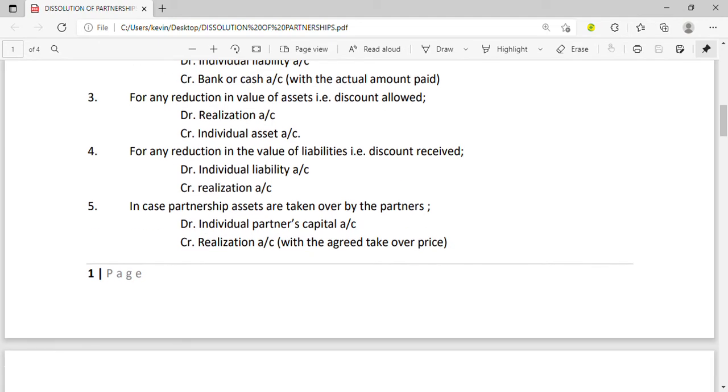Then in case partnership assets are taken over by the partners, it means that the money for the assets has to be deducted from the partners' accounts. So we debit the individual partners' capital accounts and we credit the realization account with the agreed takeover price.